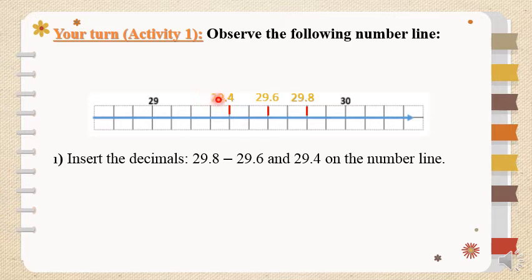While 29.4, is it closer to 29 or 30? Look, here I have 1, 2, 3, 4 steps. But here I have 1, 2, 3, 4, 5, 6 steps. So 29.4 is closer to 29.